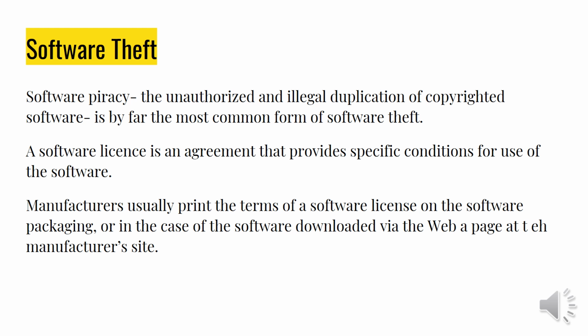Software piracy, the unauthorized and illegal duplication of copyrighted software, is by far the most common form of software theft. A software license is an agreement that provides specific conditions for use of the software. Manufacturers usually print the terms of the software license on the software package, or in the case of the software downloaded via the web, a page on the manufacturer's website.